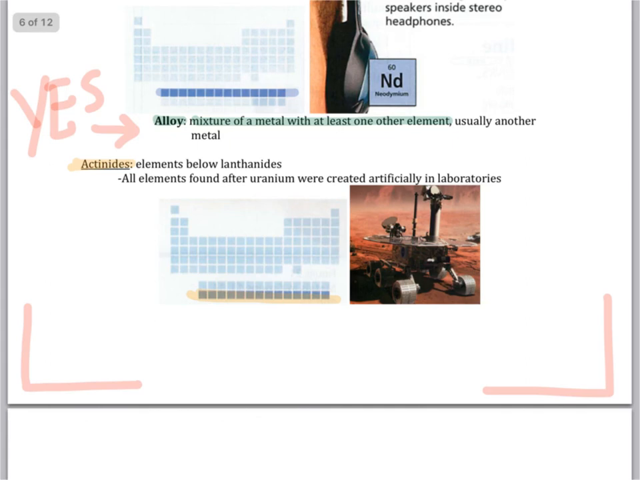Actinides are elements that are found below the lanthanides. Those are all elements found after uranium and were created artificially in laboratories, and you can find them here. So they're used oftentimes in a lot of the technology that we're using in things like space rovers.